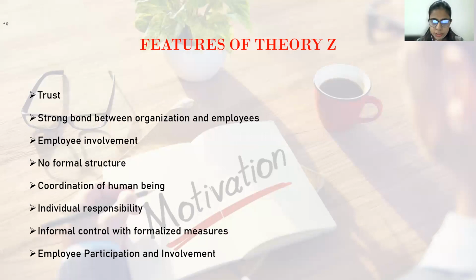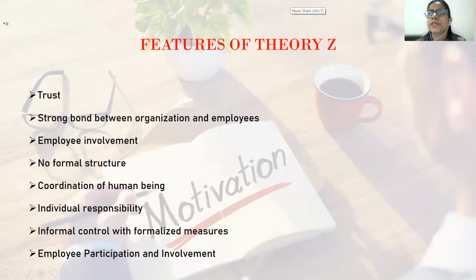Now, what are the features of theory Z? The features of theory Z, basically there are 8 features of theory Z which we are going to discuss. So the first feature of theory Z is trust.